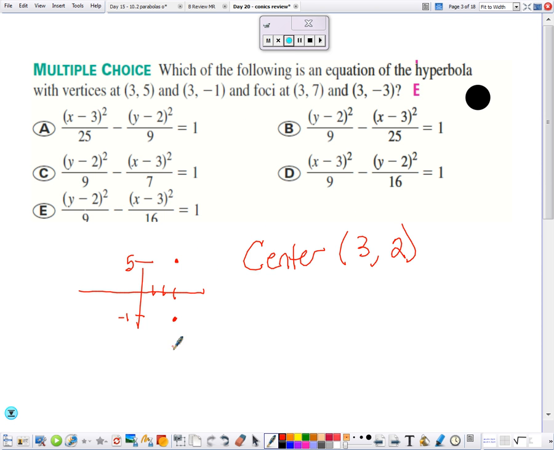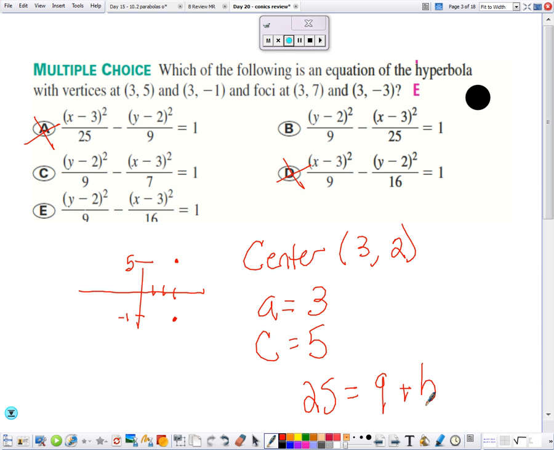Okay. So then it lines up vertical, so that means the y variables first. And the only thing that's different between all these is my b squared. So let's see. I'm going to have a and c. So from 5 to 2, that's a value of 3 for a. And c is from 7 to 2, that's a value of 5. So 25 equals 9 plus b squared. And when you subtract, you get 16, which is why our answer is D.